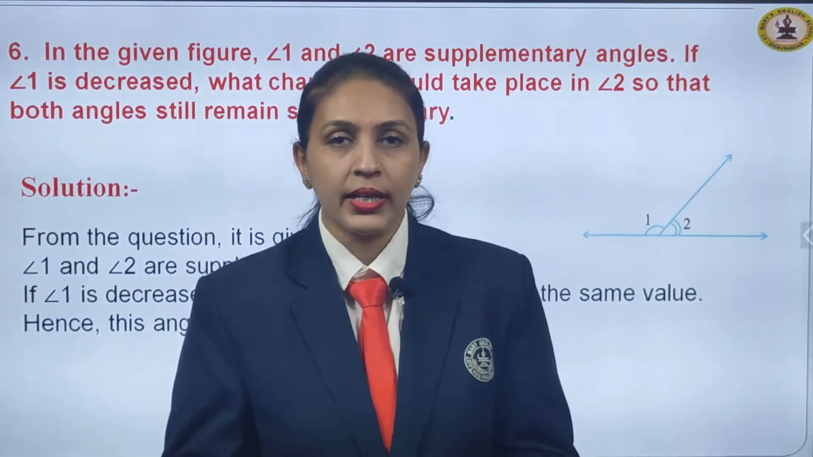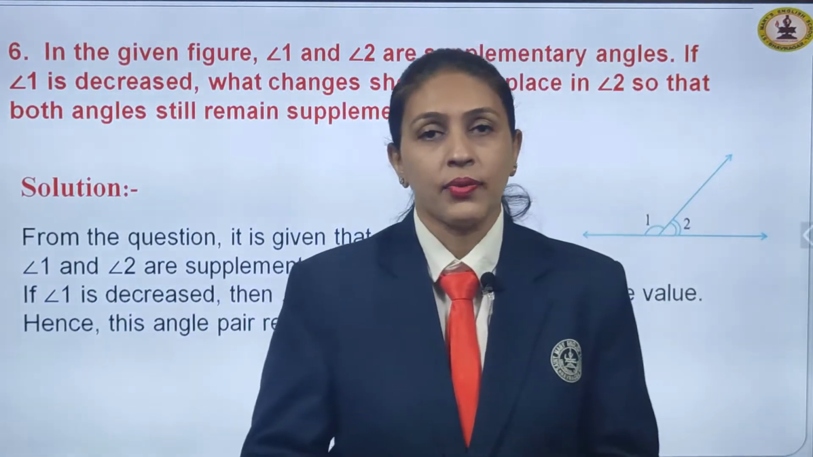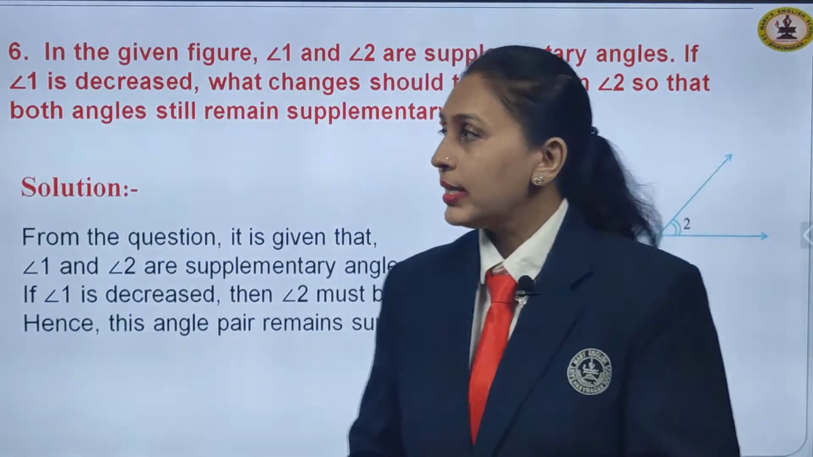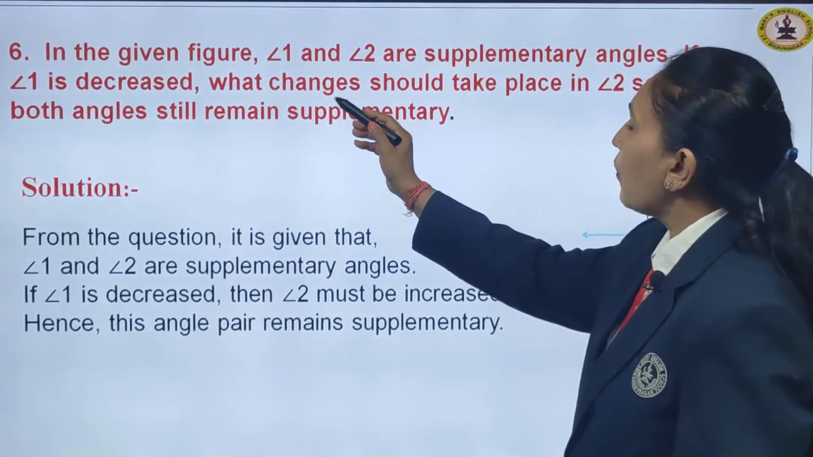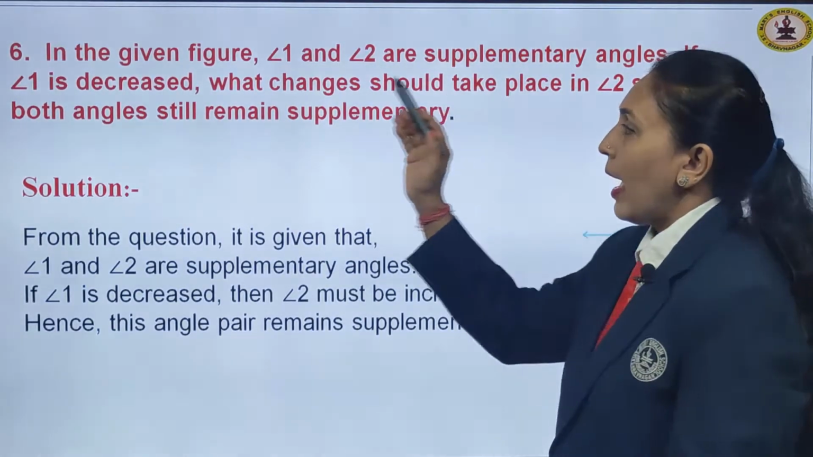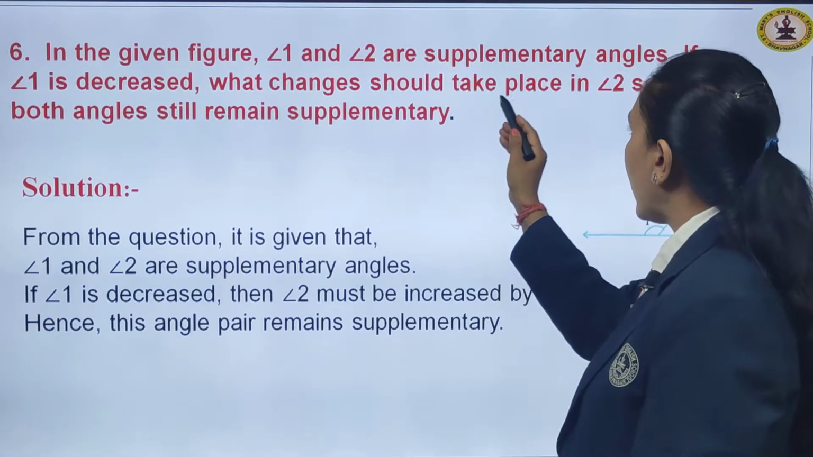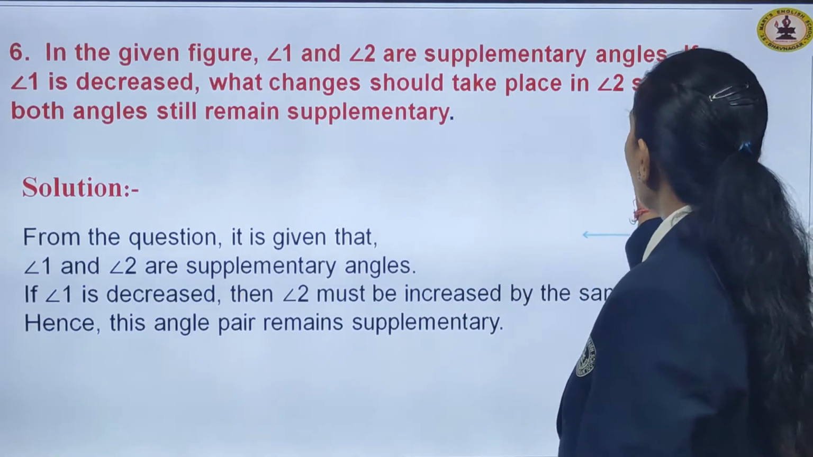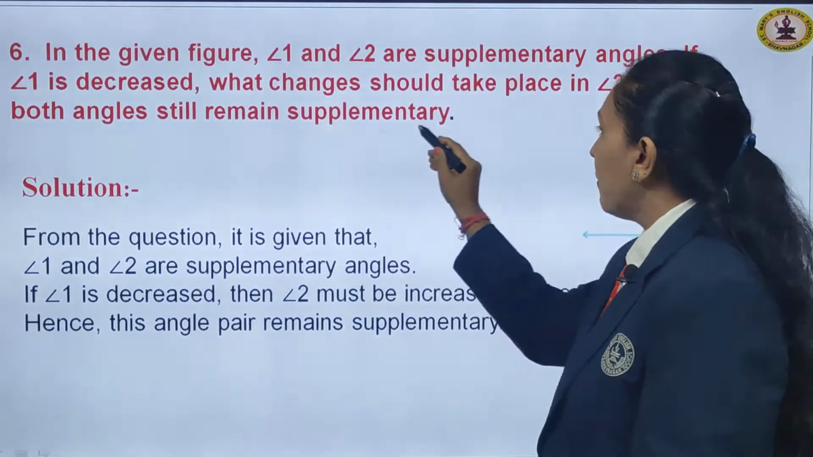In this session, we will continue further with question number 6 of exercise 5.1. Let us read the question, children, here. In the given figure, angle 1 and angle 2 are supplementary angles. If angle 1 is decreased, what changes should take place in angle 2 so that both angles still remain supplementary?